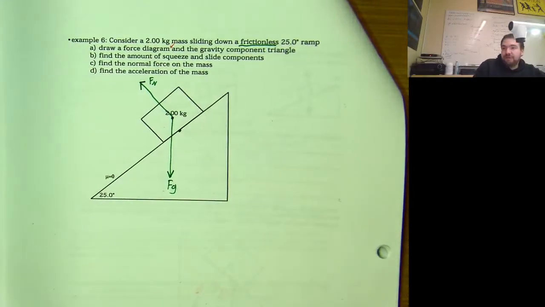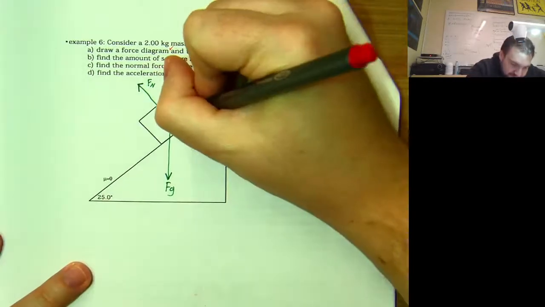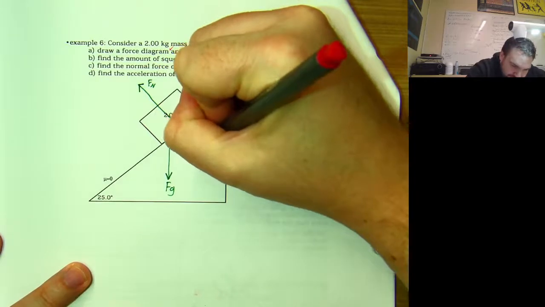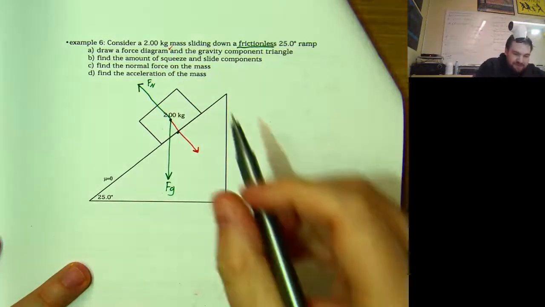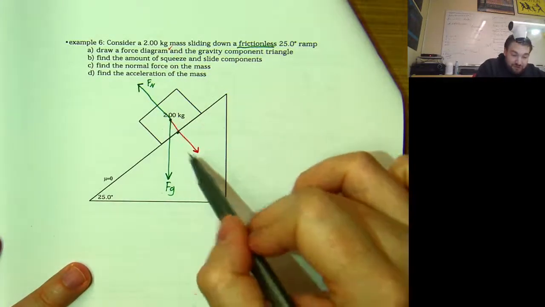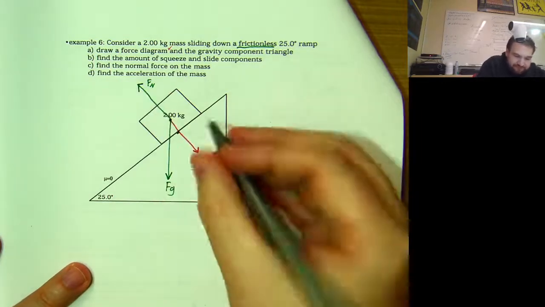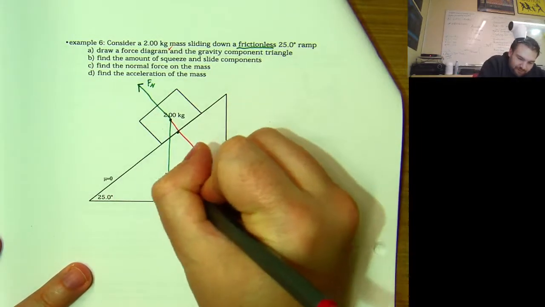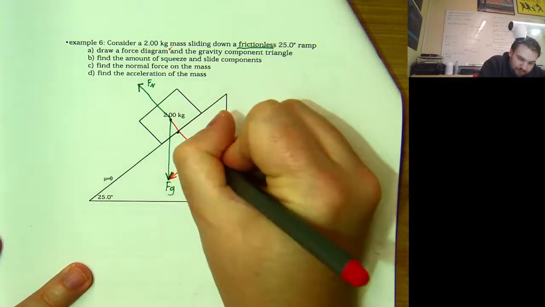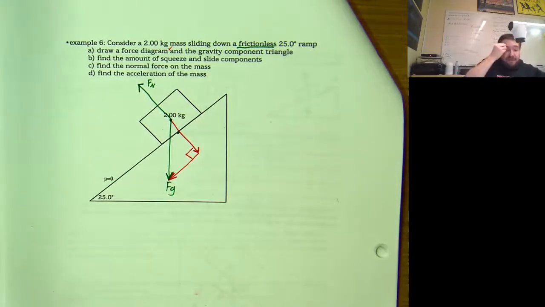Now we want to draw the components of gravity. The components have to be perpendicular to each other. And the first one I'm going to draw is going to be perpendicular to the surface. It's going to be the same as Fn. And those have got to be perpendicular there.